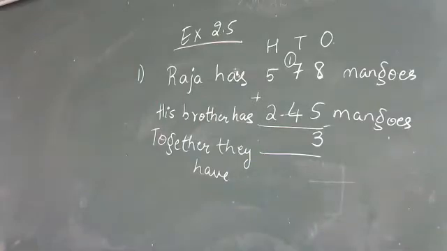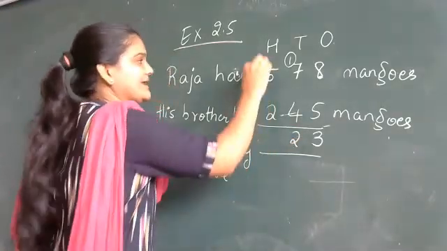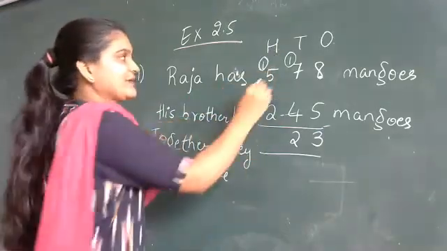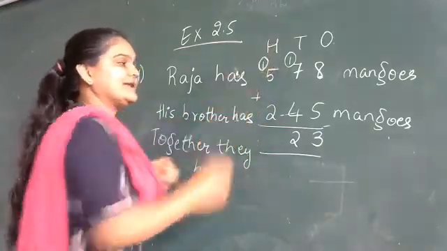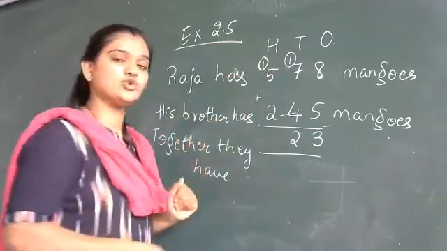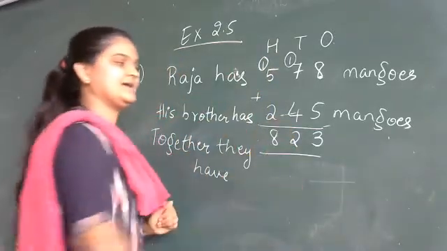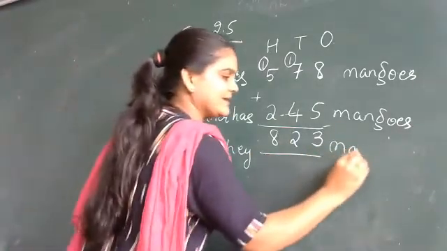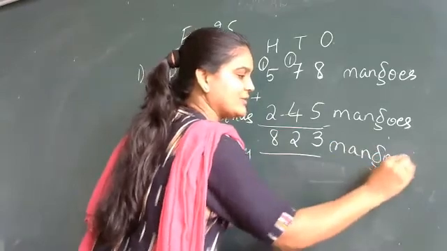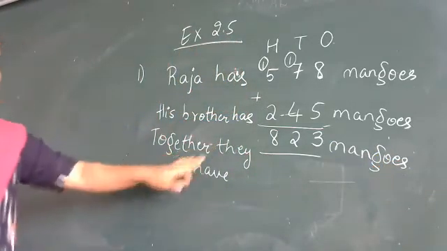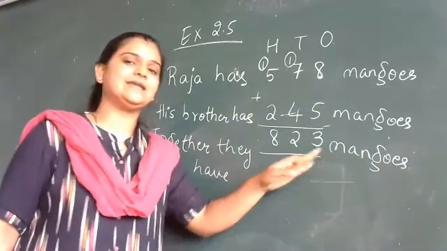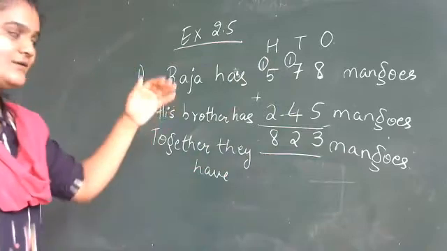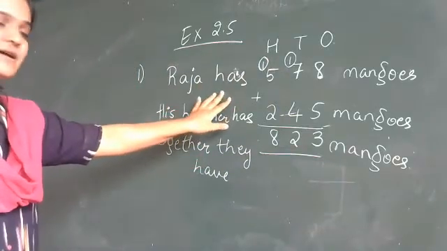Yes, 12 tens. So it is 120 tens. Okay. It is 500 plus 100, 600 plus 200. 823 mangoes. Yes, very good. Okay, so together they have 823 mangoes. So I hope how to write the order of the statement is clear.